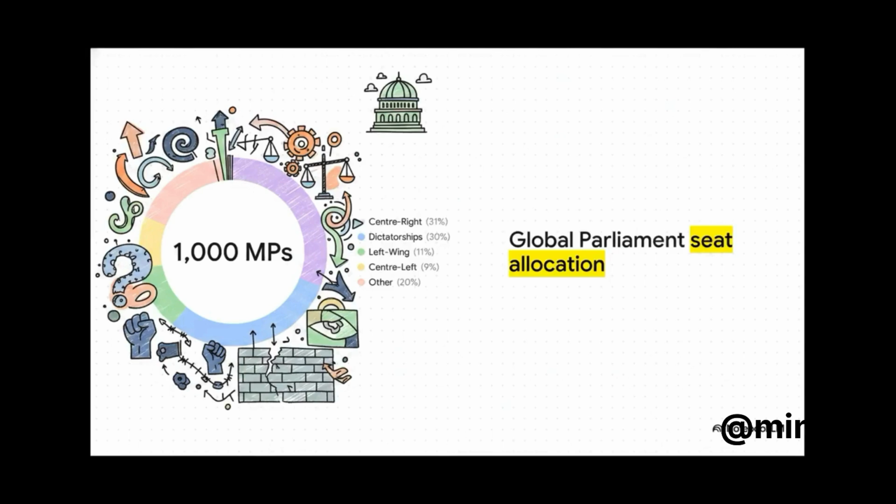The center-right holds 307 seats, while the left wing and center-left combine for roughly 194. But here's the most striking takeaway from all this. A massive block of 303 seats doesn't fall onto the democratic left-right spectrum at all. Those represent dictatorships. Yeah, almost a third of the globe does not live in a democratic regime.